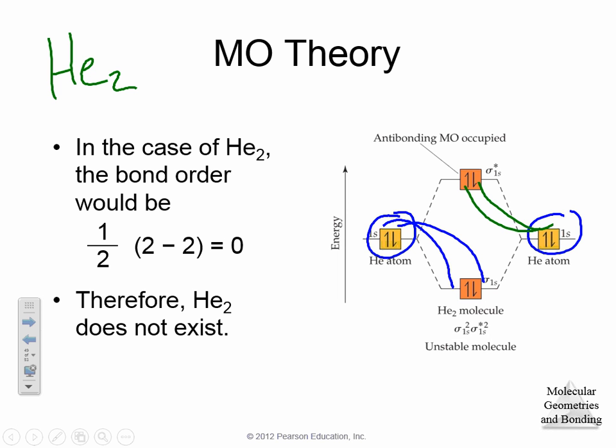molecule. If we figure out the bond order of helium, it's going to be 1/2, 2 minus 2 is 0, which tells us that He2 as a molecule doesn't exist. So this is kind of using the molecular orbital theory. Now, that is just using the s orbitals.